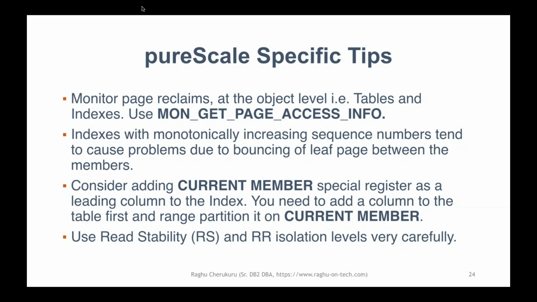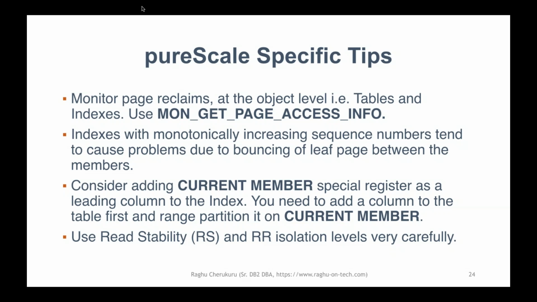Try to add a column with the current member as the default and range partition it, and then add that column as a leading column to this index. That will help keep leaf pages within the members, staying within the members, basically. So that's the help of it.